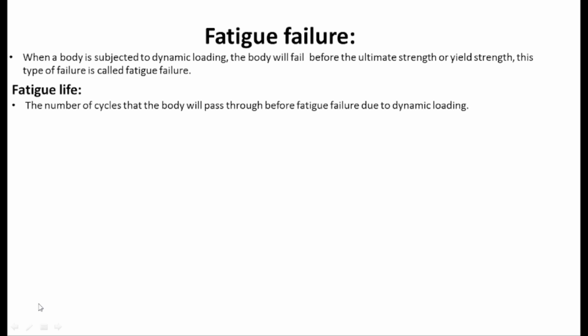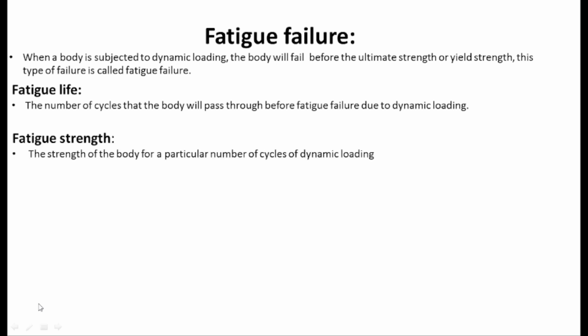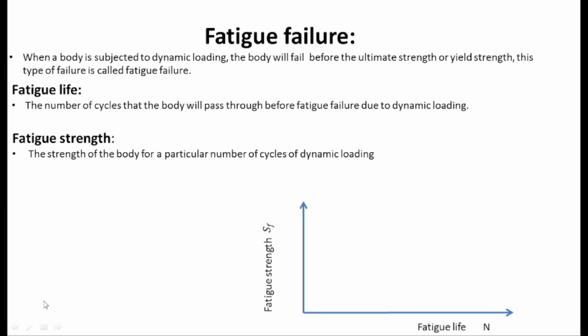And fatigue strength is the strength of the body for a particular number of cycles under the dynamic loading. Let's say that the fatigue life of a body is n. So for these n cycles, the maximum stress that a body can withstand is called fatigue strength, represented by SF. Let's take x and y axes, and on the x-axis we have fatigue life or number of cycles, and on the y-axis we have fatigue strength, represented by SF.